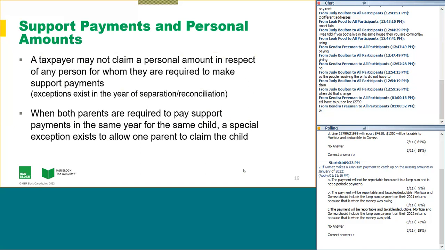The eligible dependant checklist is where this comes into play the most, and it is in there, so read your eligible dependant checklist carefully. And remember, when both parents have to pay support for a child, so the same child is going back and forth, and one pays child support for part of the year and one pays child support for the other part of the year, it cancels out.